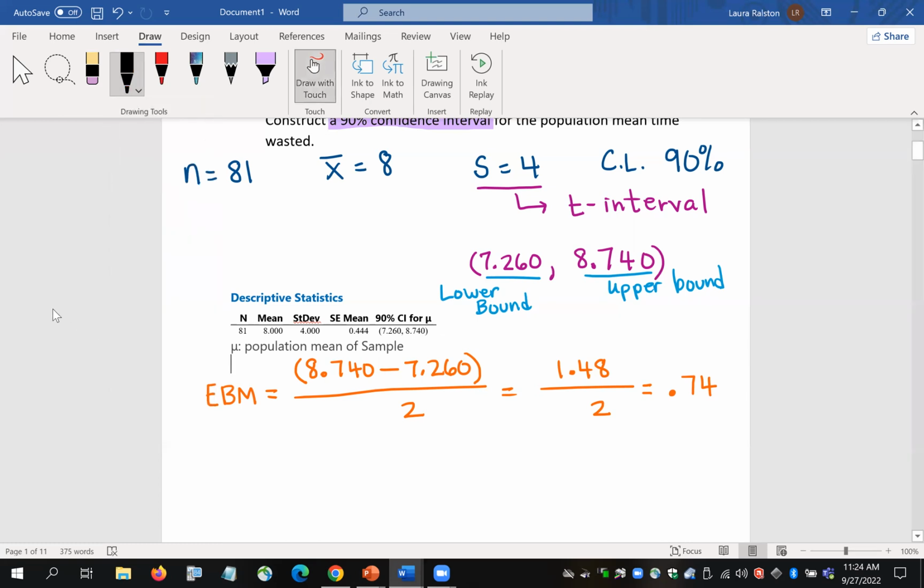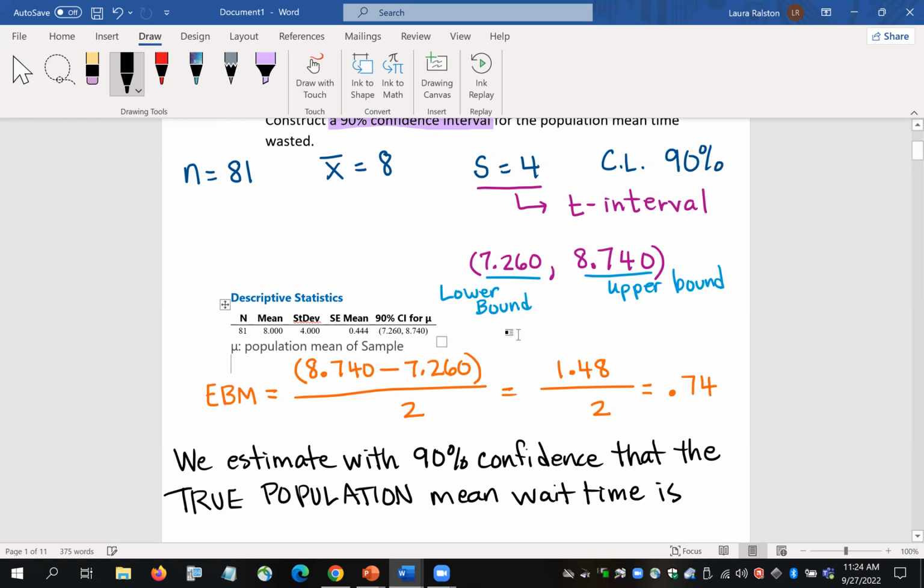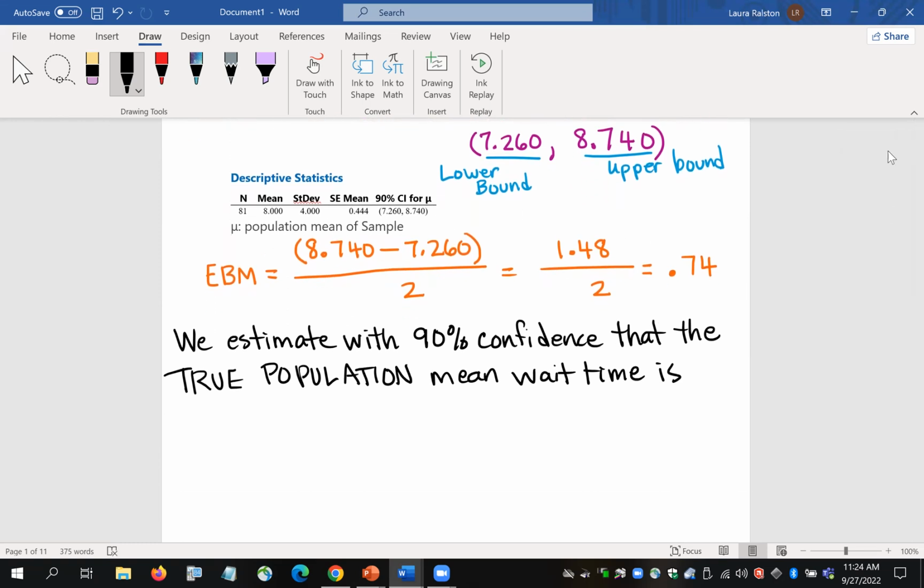Then lastly, we write our conclusion. And again, it's pretty much the same phrasing as we had before. We estimate with 90% confidence that the true population mean wait time is between 7.260 and 8.740 hours.